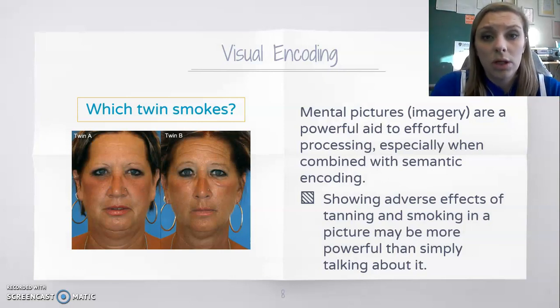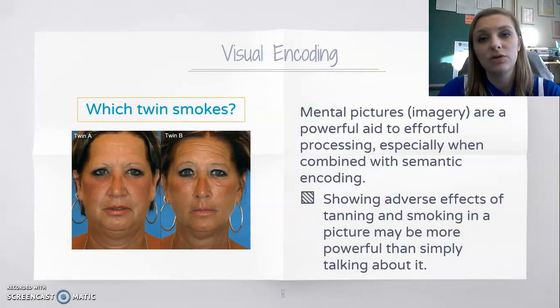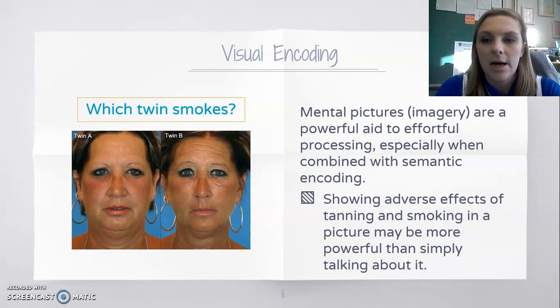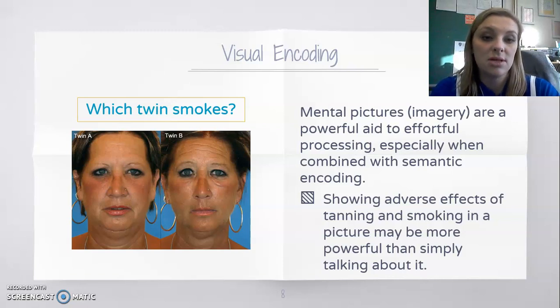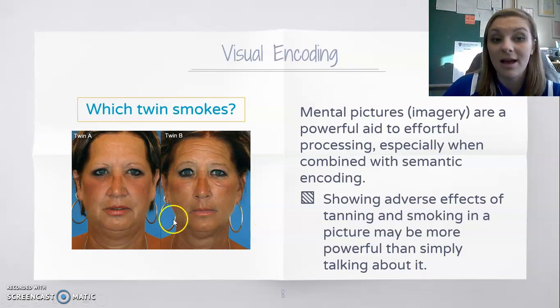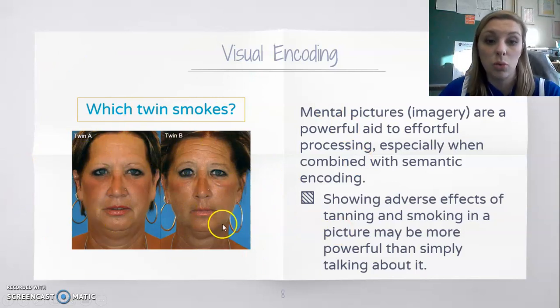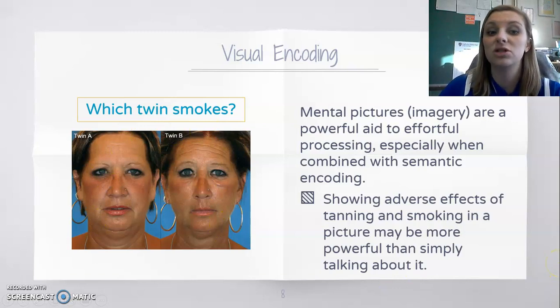We also do visual encoding. Mental pictures or images are really powerful when we are trying to use effortful processing, especially when we combine words with visuals. Okay, so showing the adverse effects of tanning or smoking in a picture might be more powerful than just talking about it. So showing you this picture on the left here, you looking at it, you can probably determine which twin smokes, right? By just looking at it.